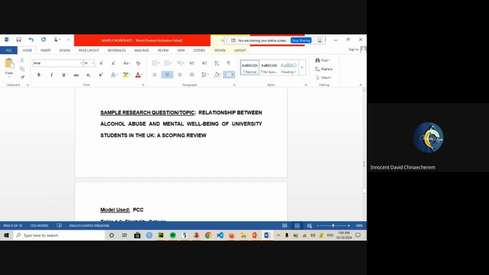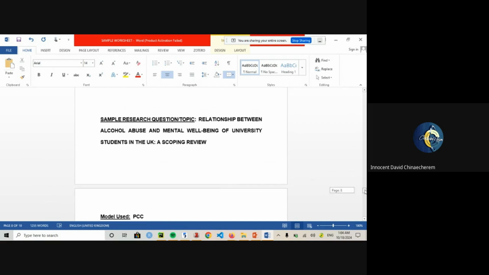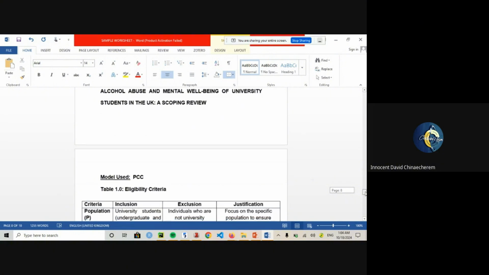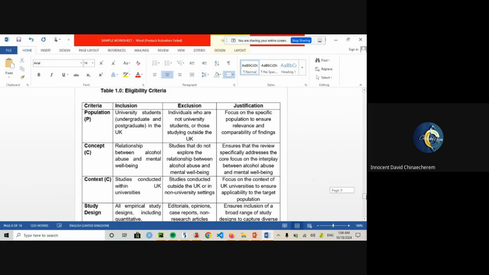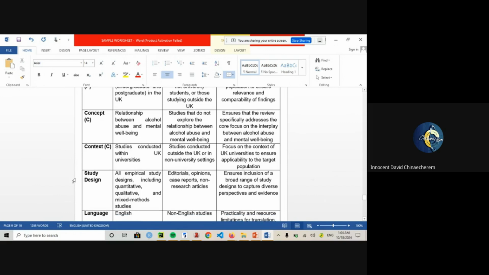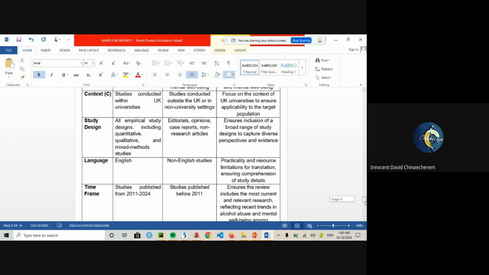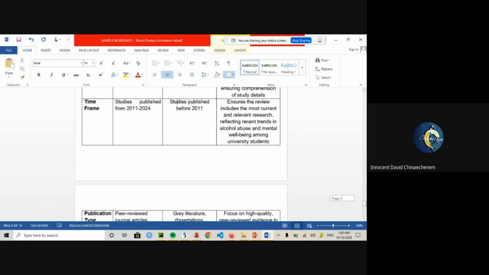And also now we will take another look at the scoping review on the relationship between alcohol abuse and mental well-being among university students. So it's something that applies here about population, concept and context. And we have other considerations here where we start including the design and what we don't want to include, with a clear-cut justification always at our right top end, and also our duration time frame. So it depends on how you put it in, but you just have to stick with that.